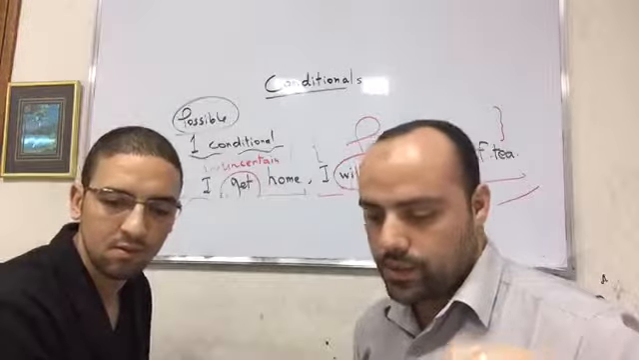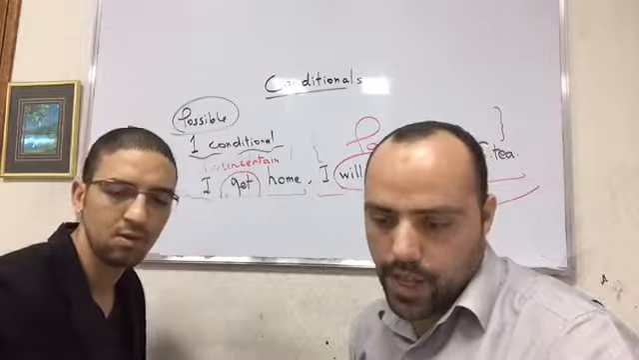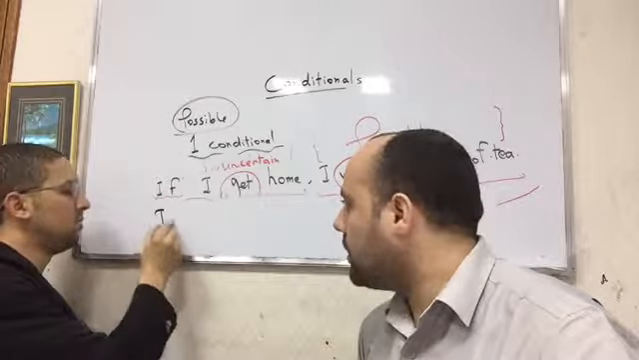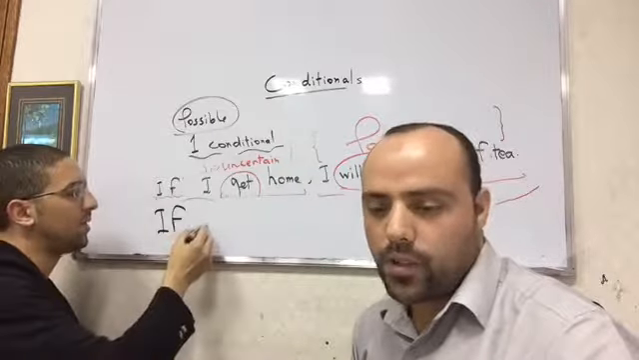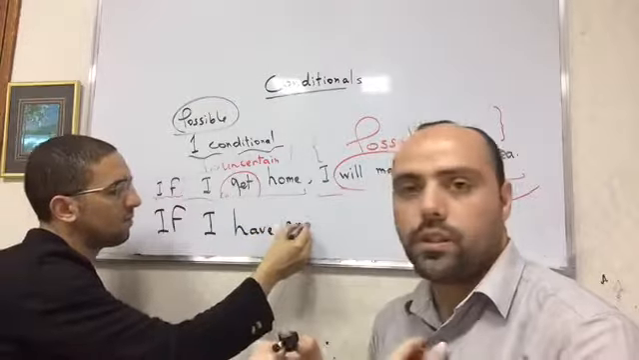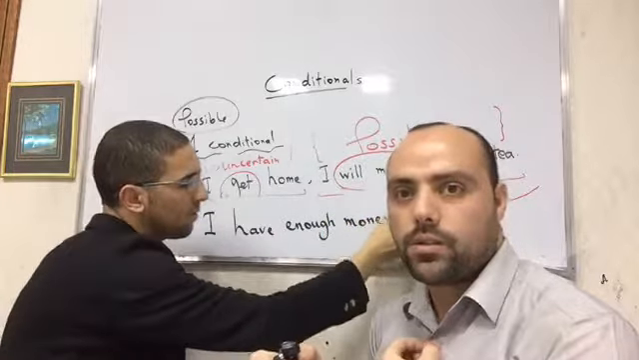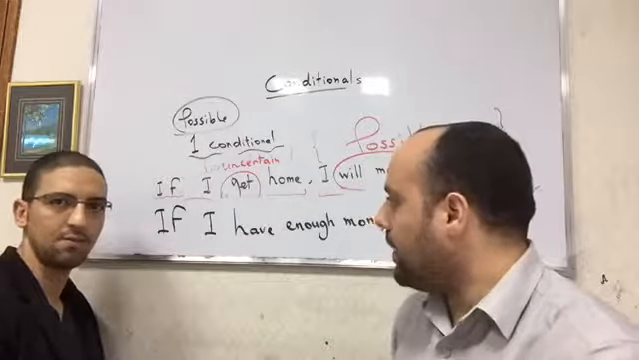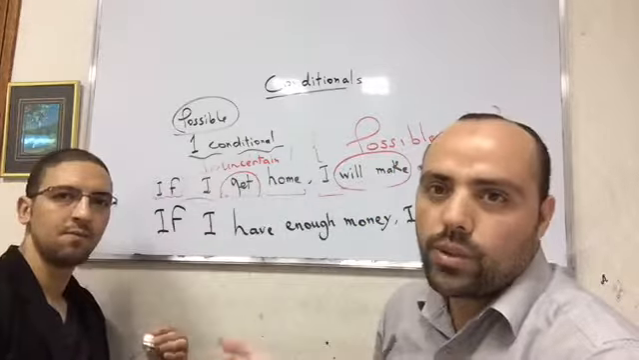Maybe we're going to show you another one, to give you another example. Let's give this one here. If I have enough money. Let us make it, if I have a lot of money. Just enough, because this is possible. We're talking about things that might not be true. If you're going to use the first if conditional to talk about possible actions, I cannot say if I have a lot of money, because you're not sure of it.